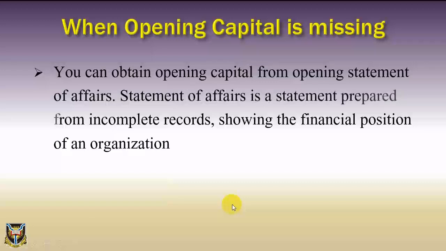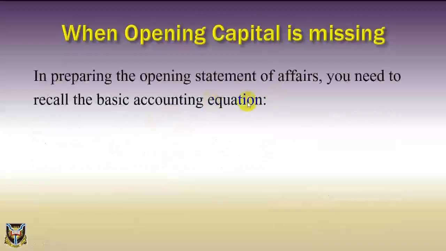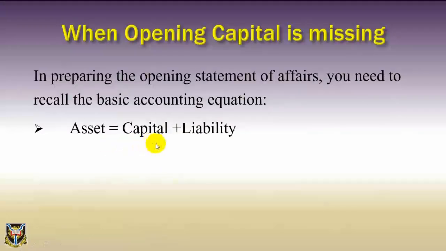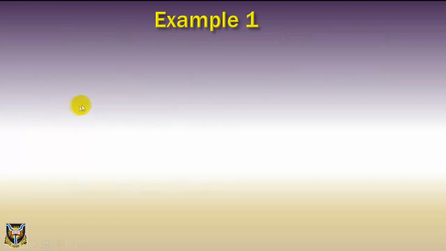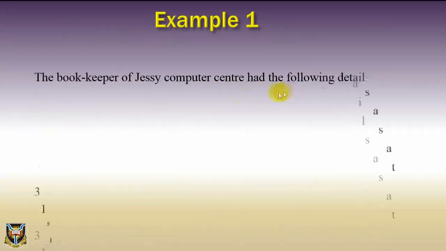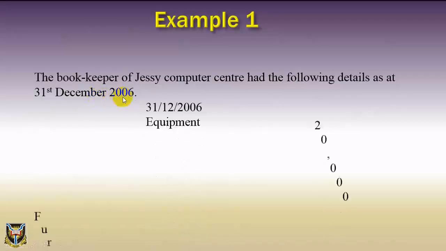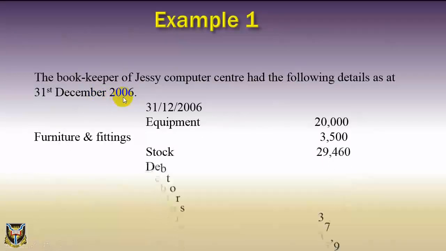In preparing the opening statement of affairs, you need to recall the basic accounting equation. Asset is equal to capital plus liability. This implies that capital is equal to asset minus liability. Example 1. The bookkeeper of Jesse Computer Center had the following details as at 31st December 2006.